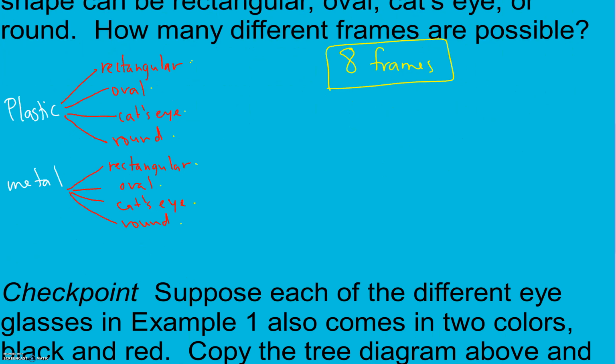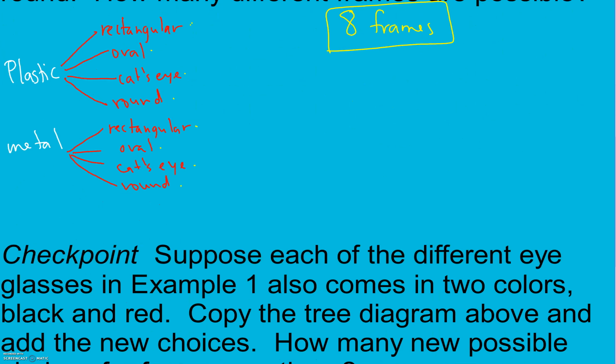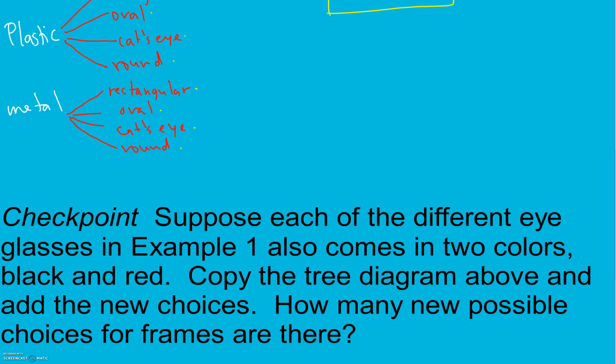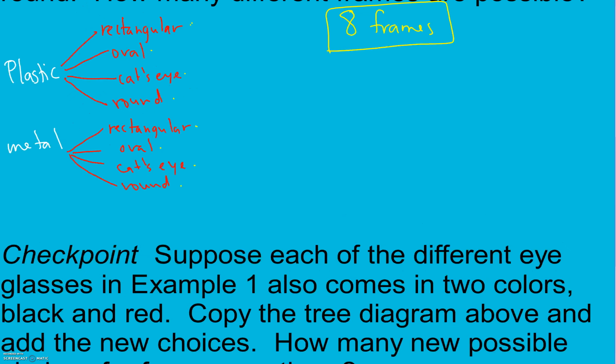Now, go ahead and try this one, please. Suppose each of the different eyeglasses in example 1 also comes in 2 colors, black and red. Copy the tree diagram above and add the new choices. How many new possible choices for frames are there? So I'm just going to continue this up here.